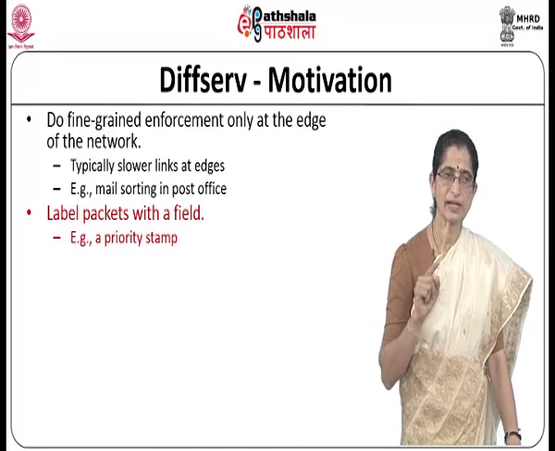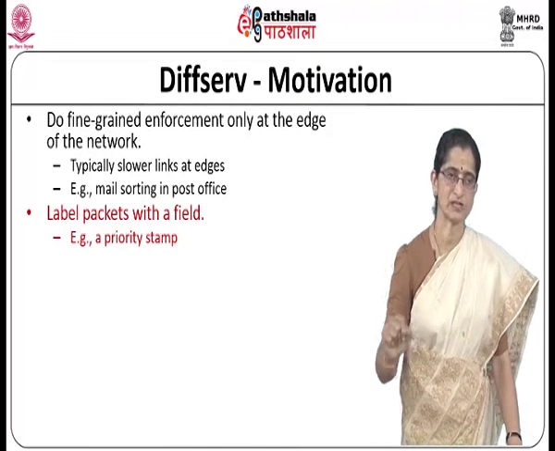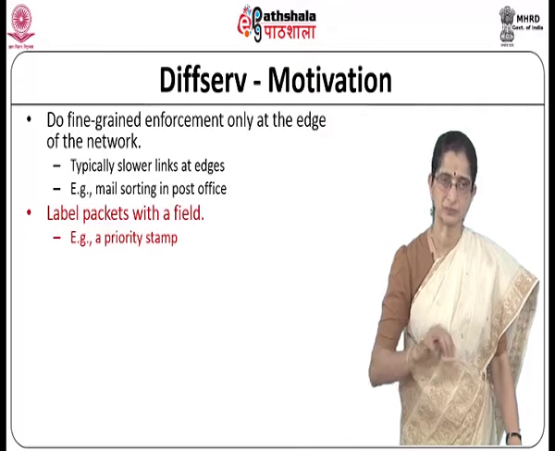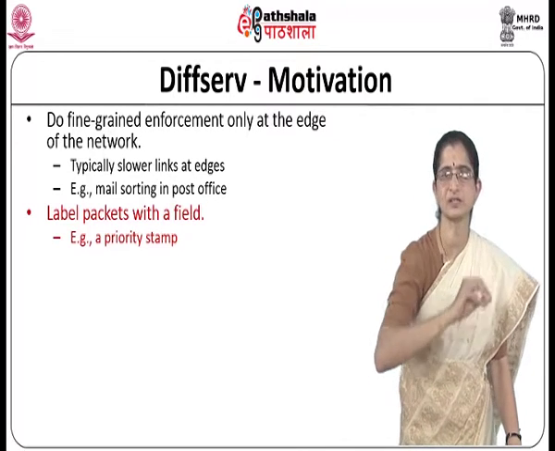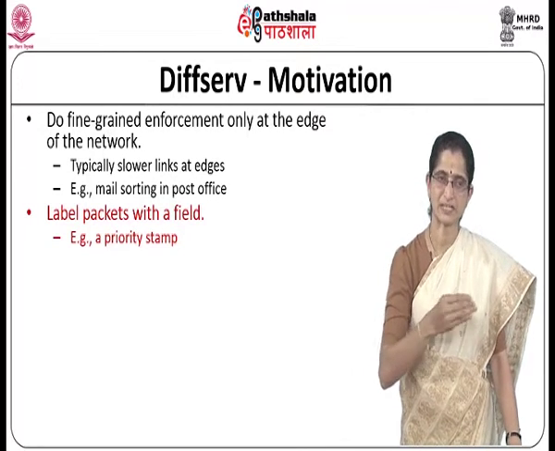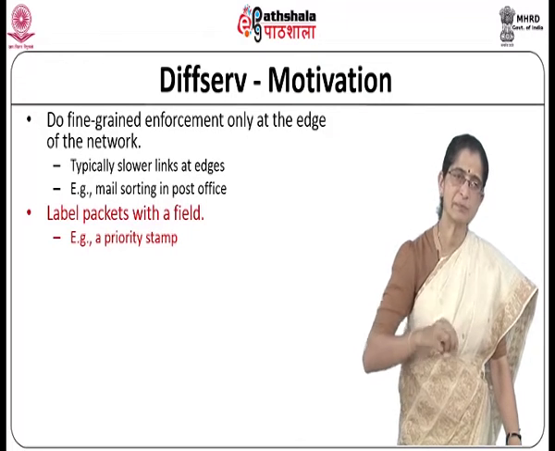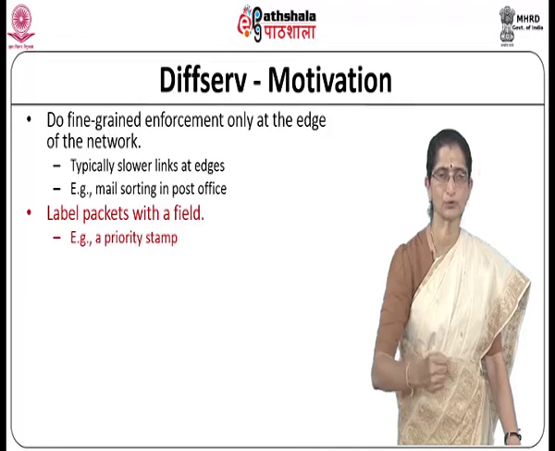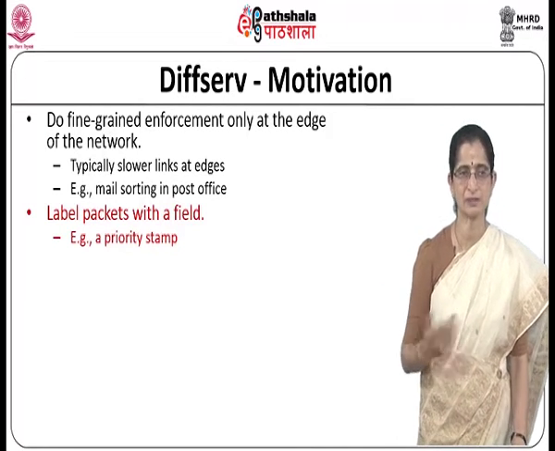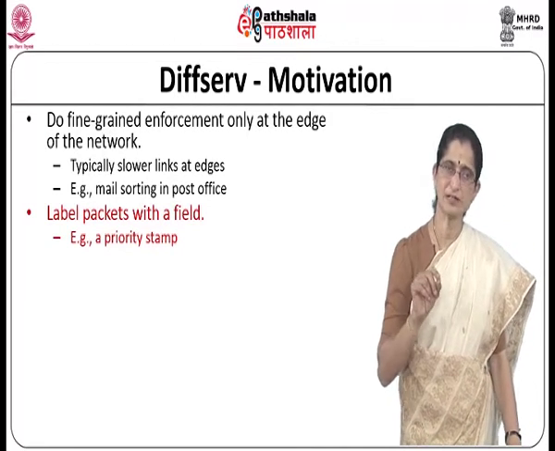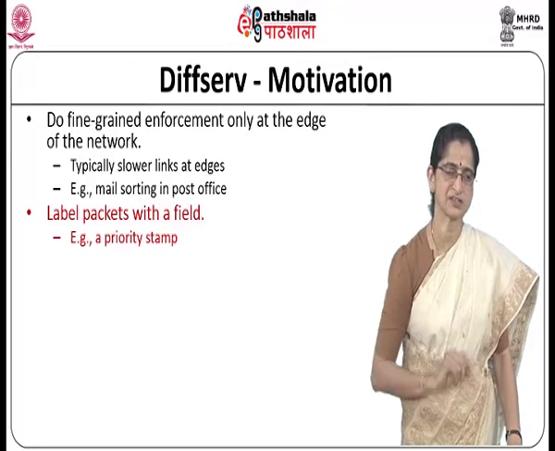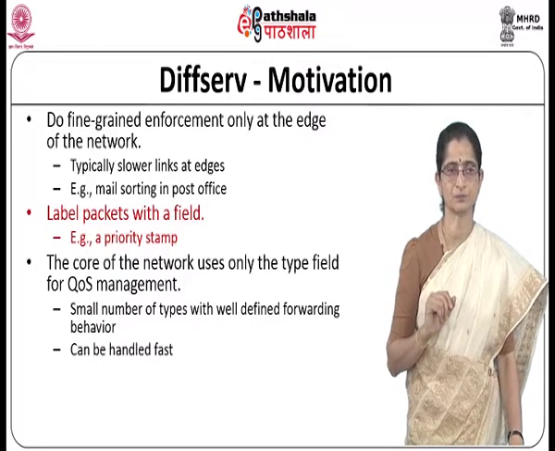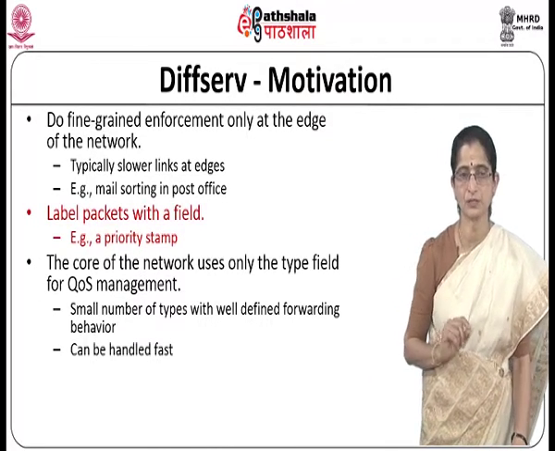The second thing is you would like to label packets with a field, so that once you have done whatever classification you want at the edge, you label it. It is like putting a priority stamp on a piece of mail and sending it. If you label a packet in a field, we would like to do all the processing just based on that single label. That is one other concept that we would like to use.